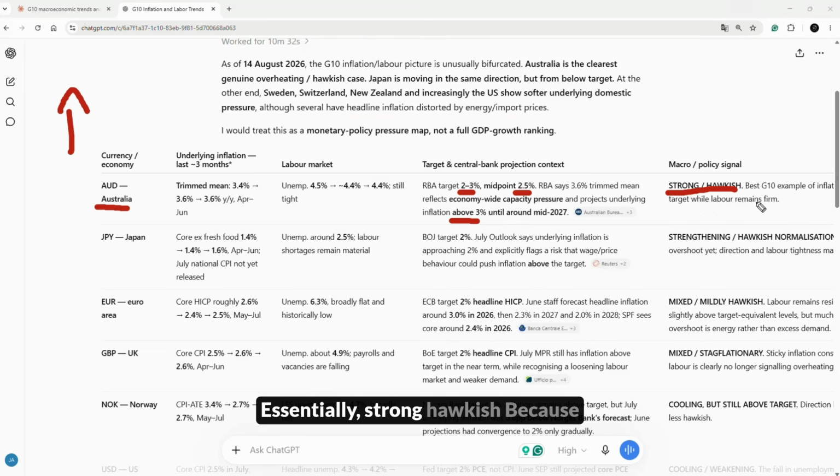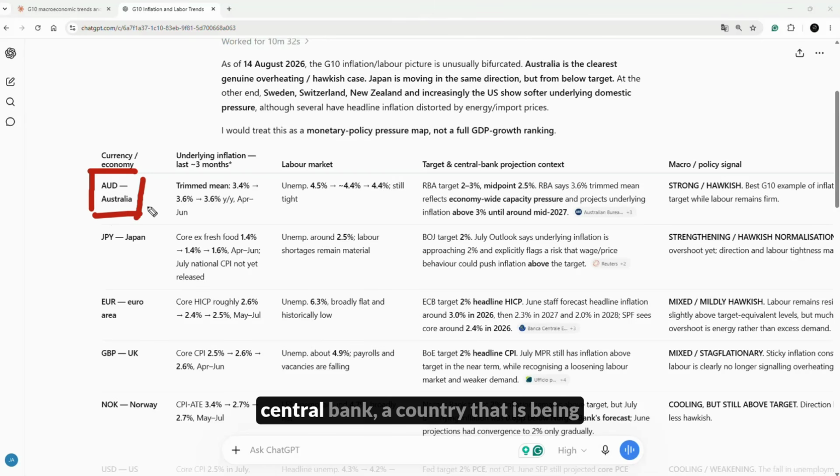Essentially, strongly hawkish, because they have inflation above target and the labor market is doing okay. Look at the unemployment rate: 4.4, 4.5, 4.4, and 4.4. It's not weakening, it's not collapsing, it's stable. So we're already establishing that Australia is a hawkish central bank, a country being pushed towards potentially higher interest rates because inflation is hot and the labor market is okay. Now, I'm not going to read through every single country here.